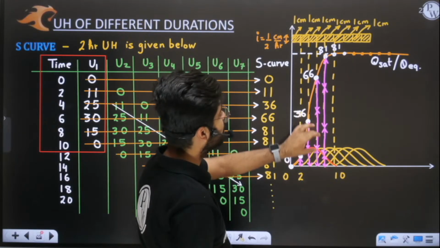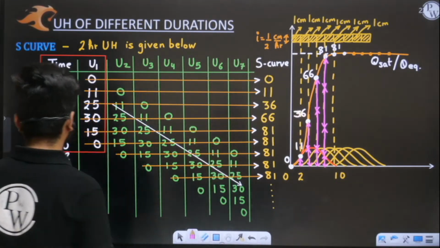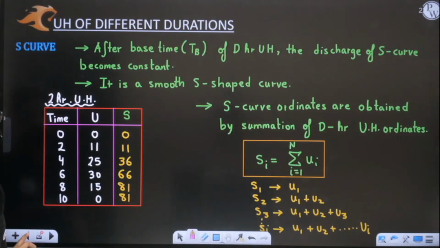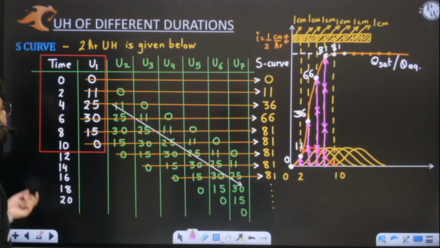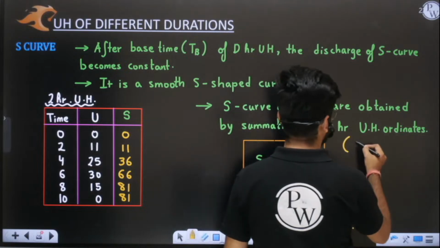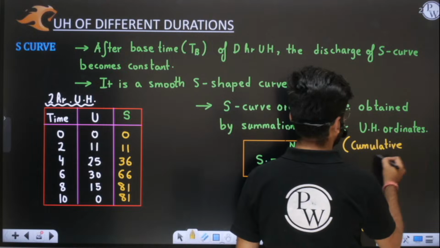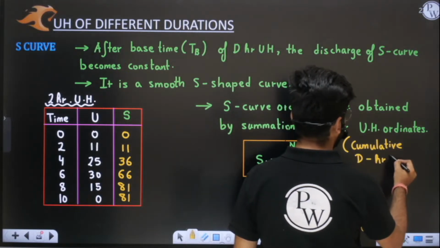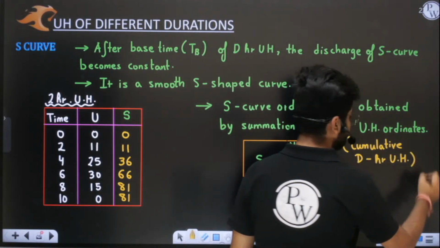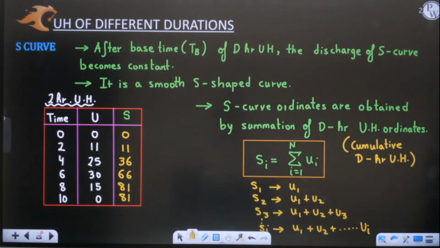So this is why it is going on increasing. It's a kind of cumulative curve. The S curve is nothing but the cumulative DR unit hydrograph. Now, can you convert your DR unit hydrograph into an S curve? Tell me.